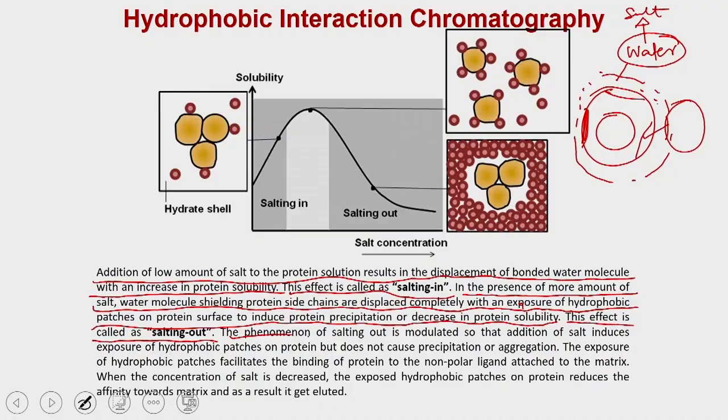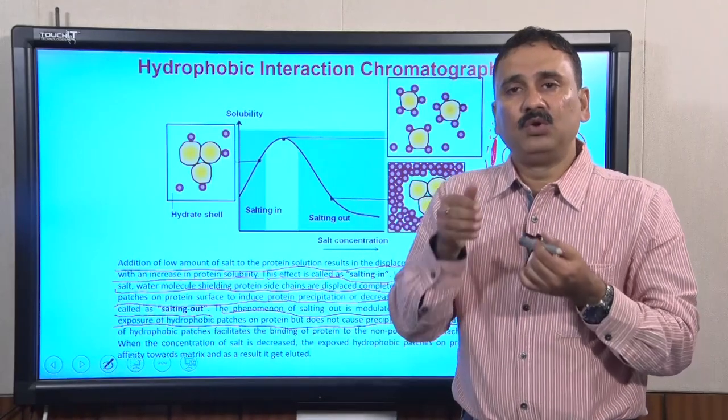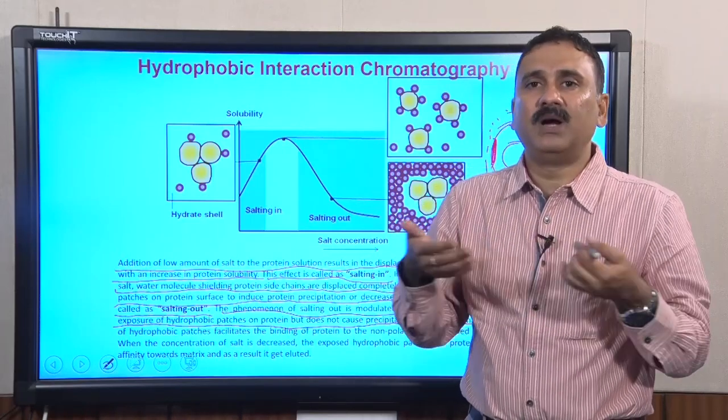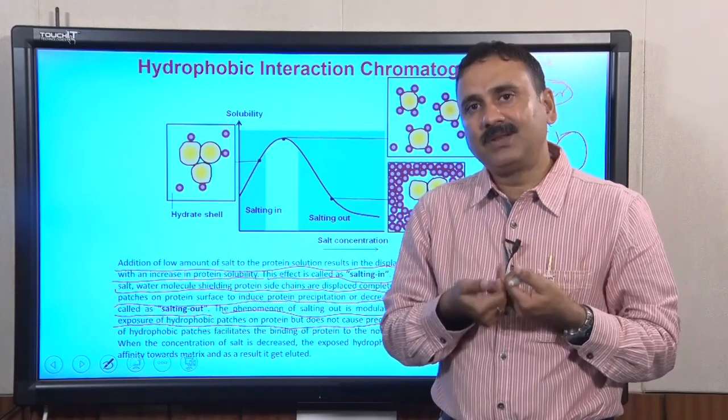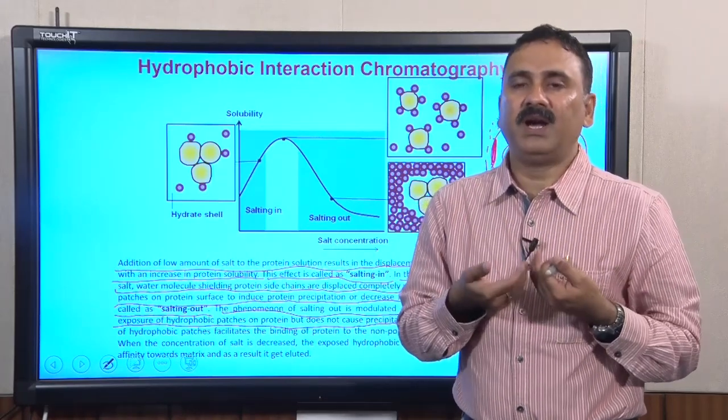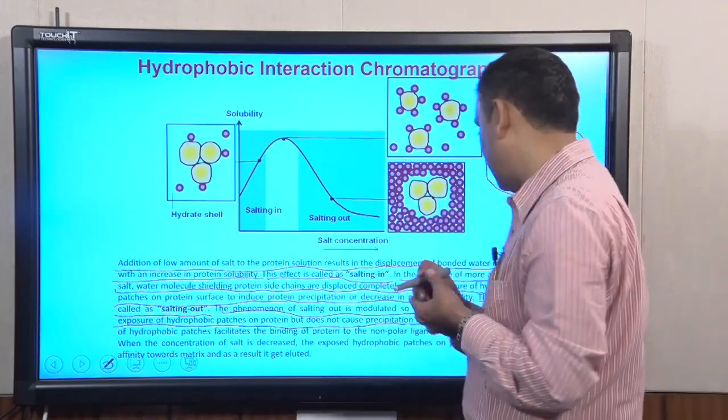So, the phenomenon of salting out is modulated in such a way that you add the salt that will induce the exposure of hydrophobic patches on the surface, but does not cause precipitation or aggregation. So, you have to make a very fine control, and you have to optimize in such a way that you remove the hydration shells, but at the same time you do not allow the protein molecules to stick to each other to form aggregates or precipitate. And that is how you can expose the hydrophobic patches present on the protein molecules.